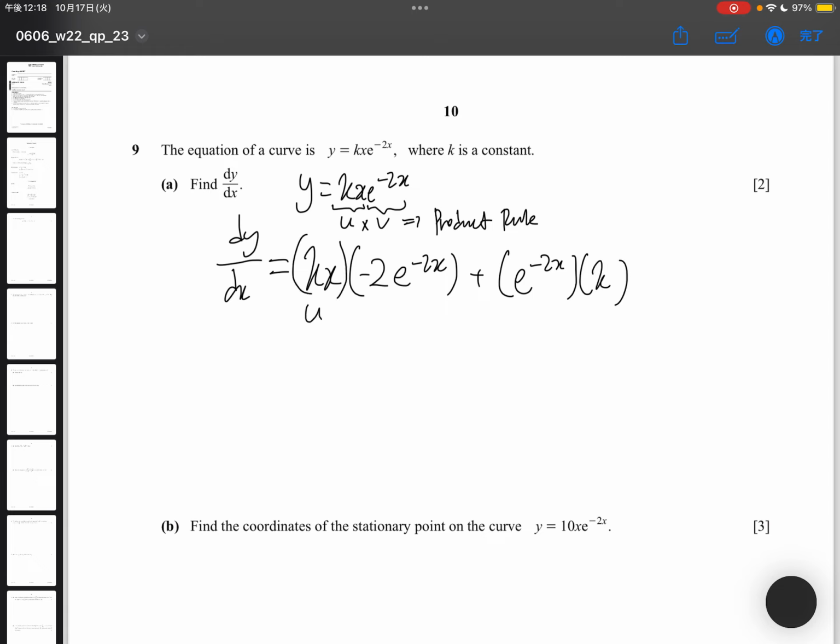So here I have u v prime plus v u prime, which is the definition of the product rule. So eventually this is what the derivative will look like: negative 2kx e to the power of negative 2x plus k e to the power of negative 2x. And this is my final answer.